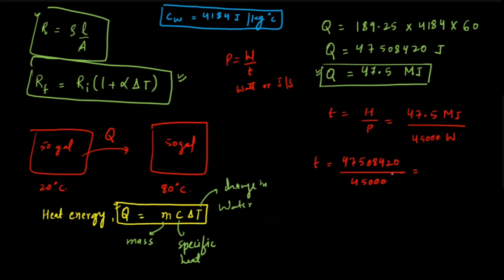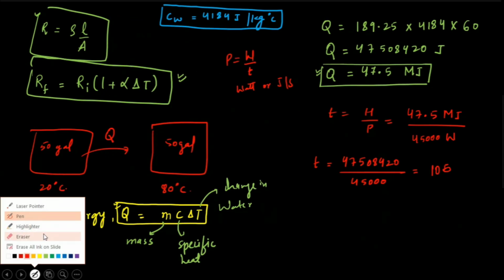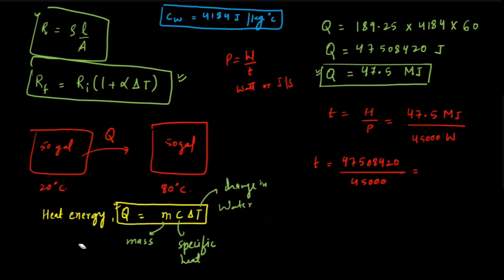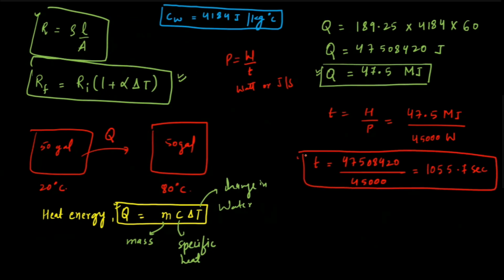If we solve this particular relation, that is 47,508,420 divided by 45,000, we are going to get the answer for the time, like for how much time it is going to do. So it is going to do it in 1055.7 seconds. This is what this time means. This is how we are supposed to find out time.